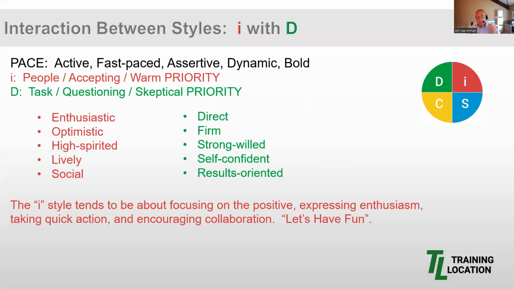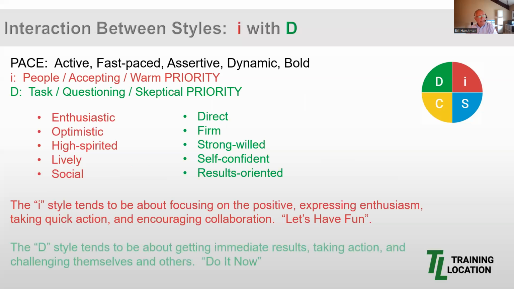Now, the I style tends to be about focusing on the positive, expressing enthusiasm, taking quick action, and encouraging collaboration. Their motto: let's have fun. The D style tends to be about getting immediate results, taking action, and challenging themselves and others. Their motto is do it now.